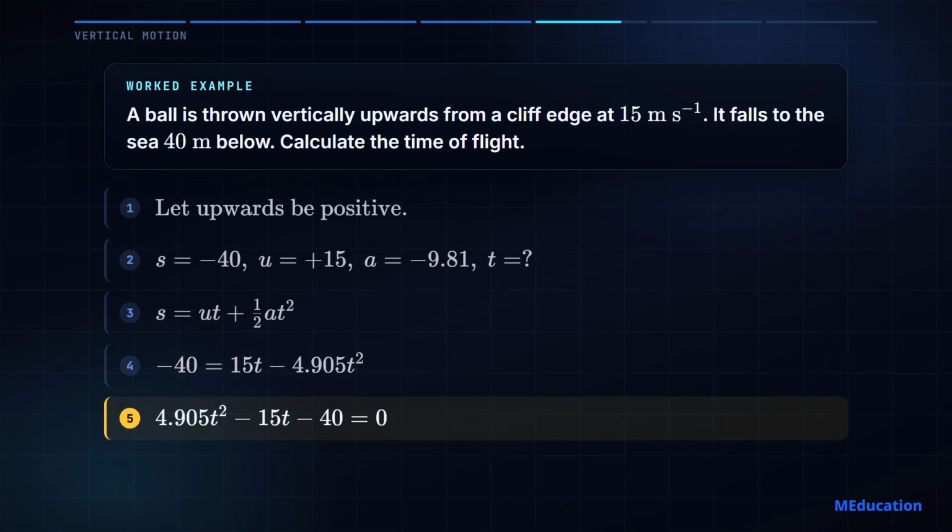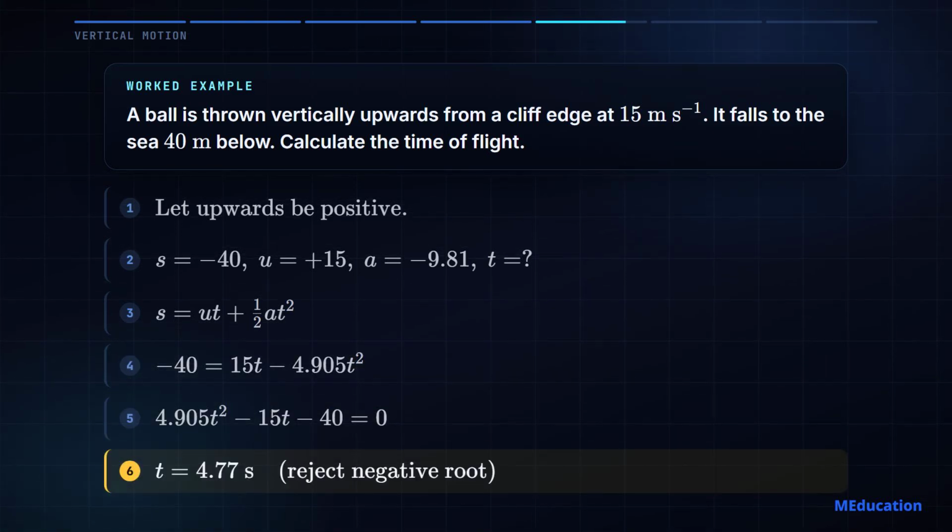Rearrange it to equal 0. Solve using the quadratic formula. We discard the negative time, giving 4.77 seconds. Notice how the maths handles the entire up and down arc automatically.